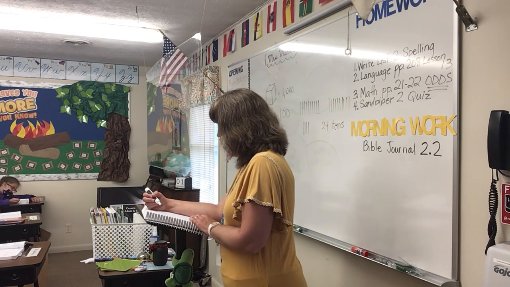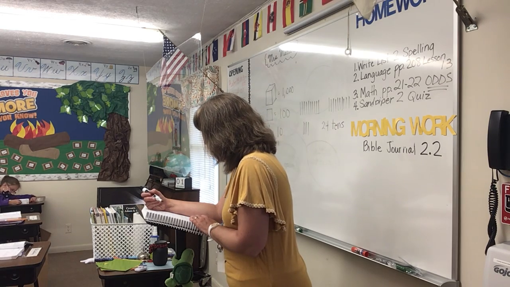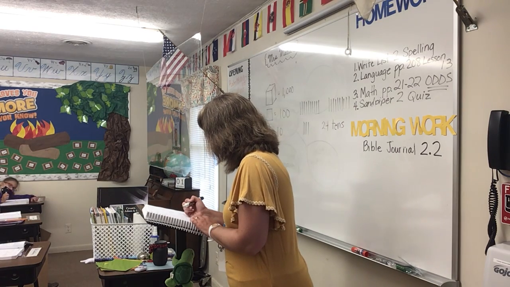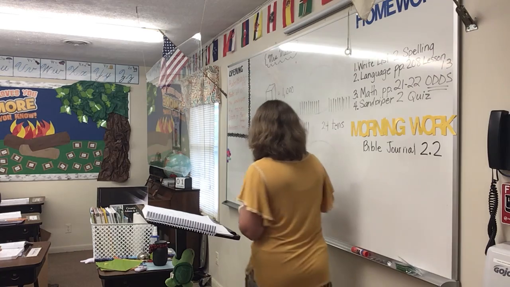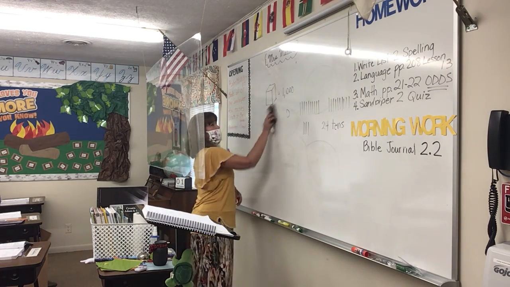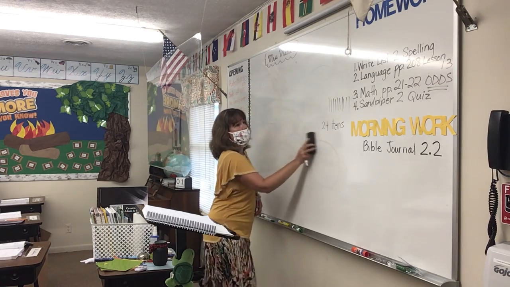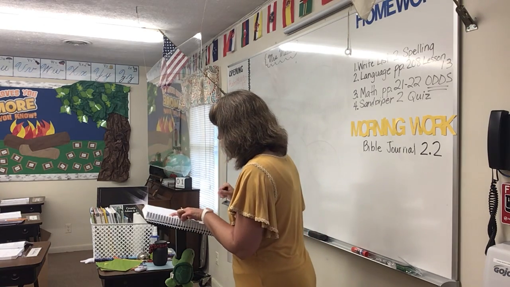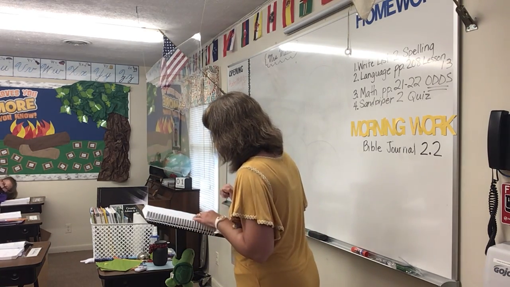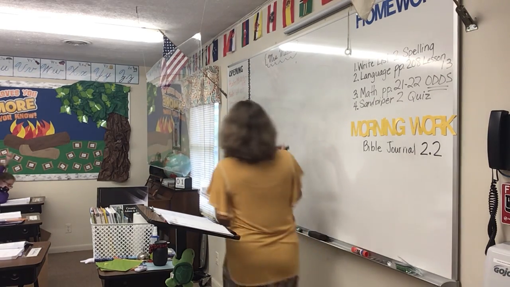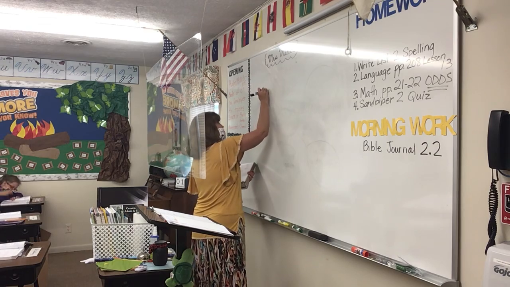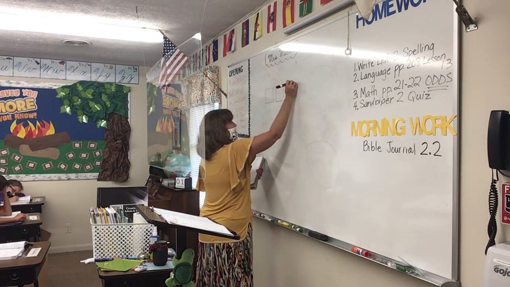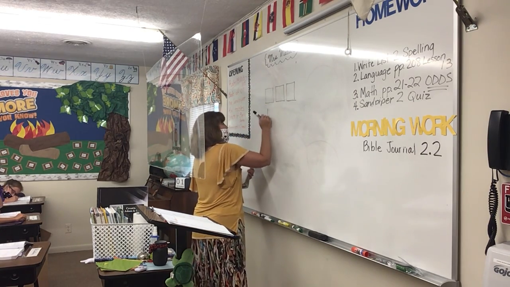Number 2, we have 319. So we have to come up with 3 ways to write that number. So what's one way we could write that number? Jacob? Put 3 squares. Okay, so that represents 300, so draw 3 squares. And then put 1 10 stick and 9 ones. Yes.